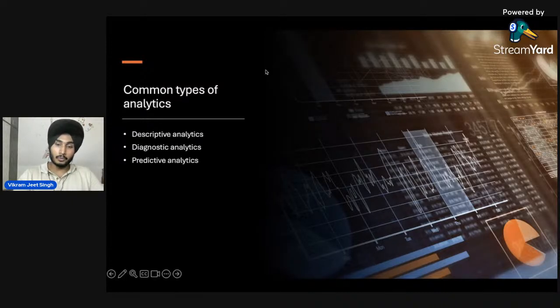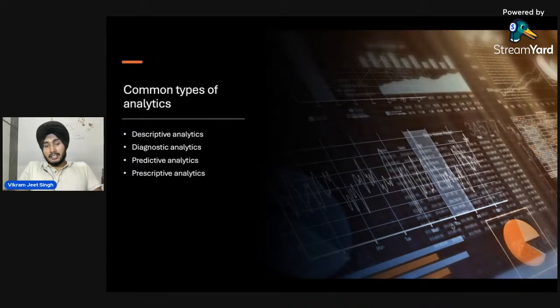Next up, I come to prescriptive analytics. This is the analytics which recommends the actions we can take to affect desired outcomes. It combines predictive analytics with decision-making algorithms to provide advice on possible courses of action. So basically, based upon our predictions, we are telling what action we need to take.